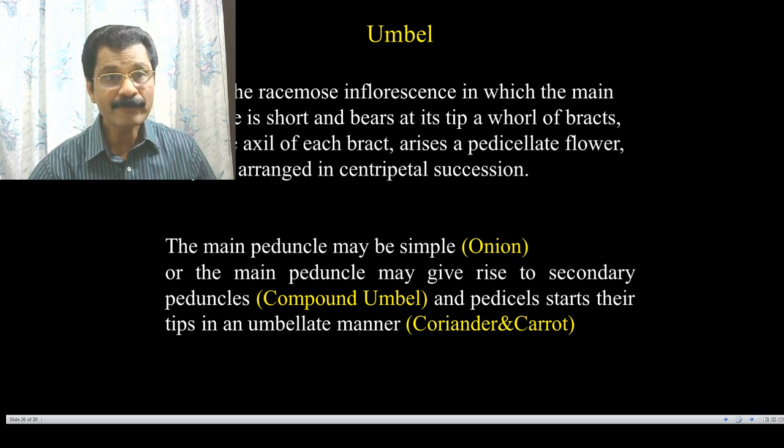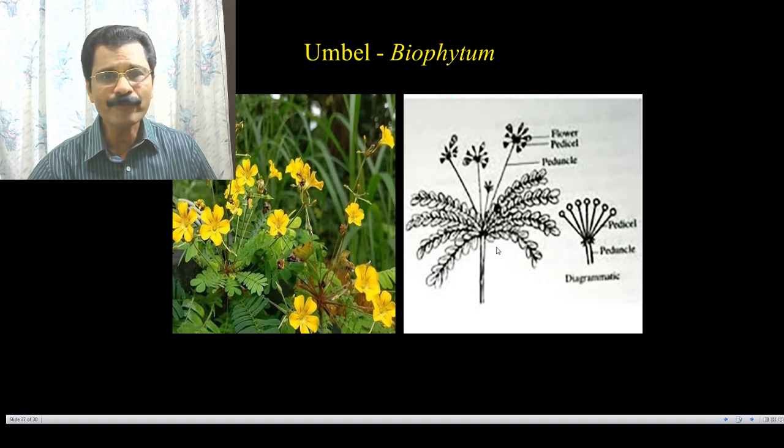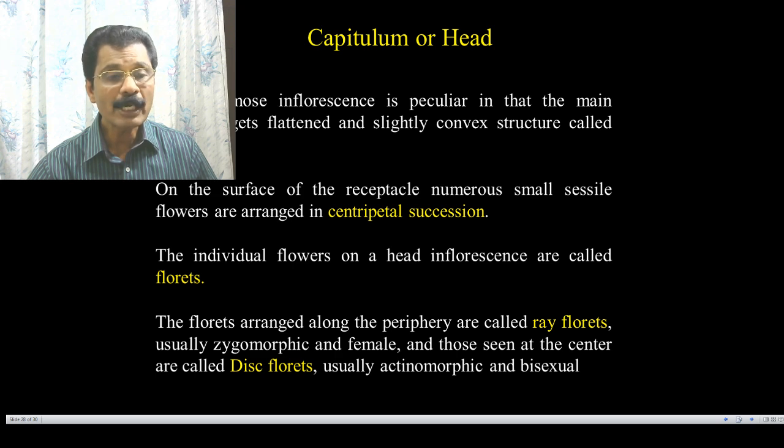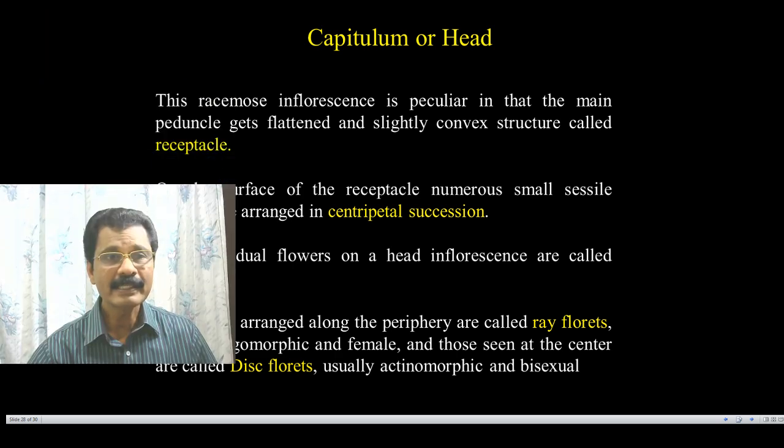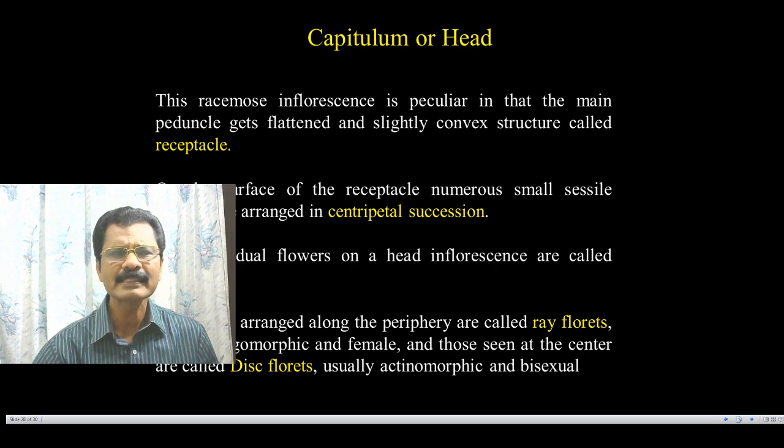That is umbel inflorescence. Here you can see Biophytum sensitivum. Here, see the umbel inflorescence, a typical example is Biophytum sensitivum, right? Then capitulum or head inflorescence. Then this is racemose inflorescence.